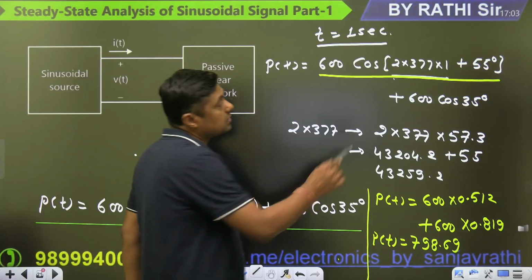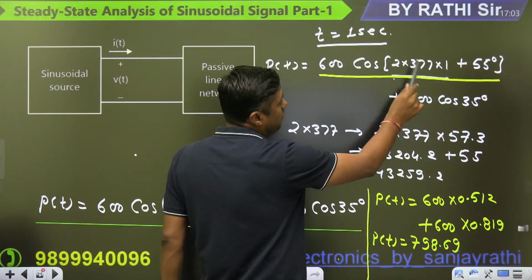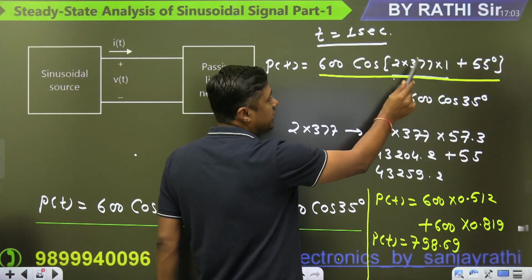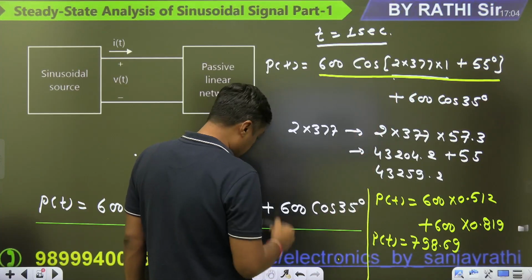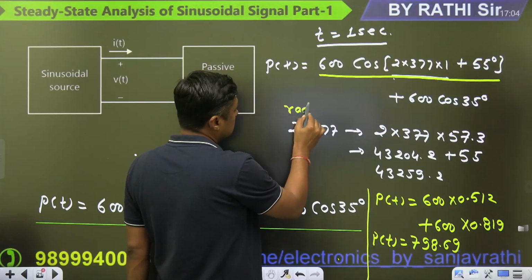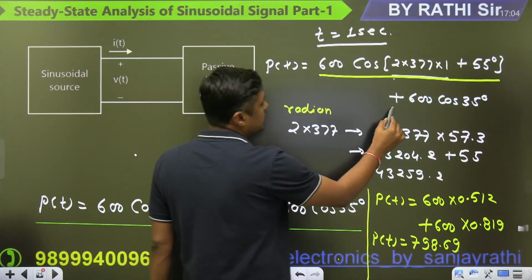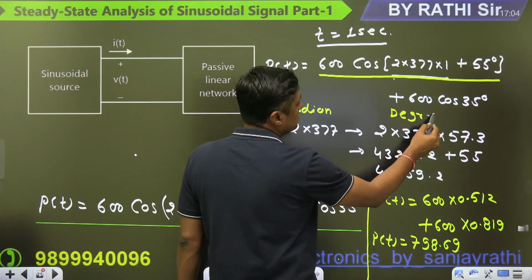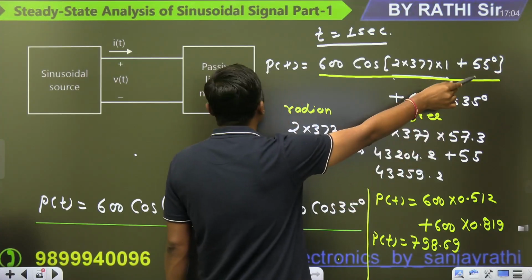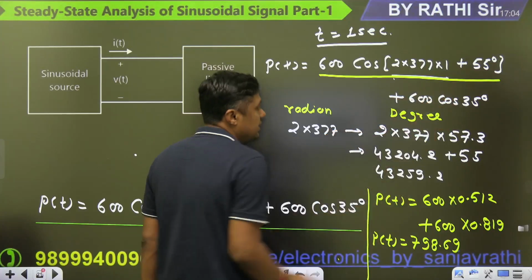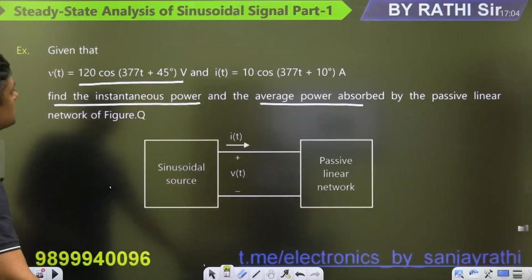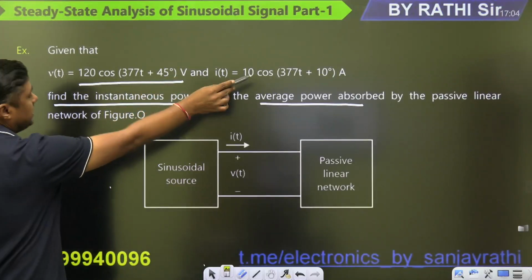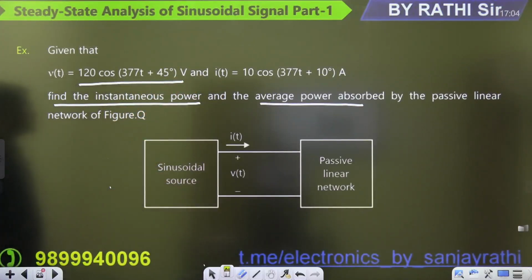So why have I solved this question? Because remember, when we multiply omega t, it will give radian. So to convert the radian into degree, you have to convert, otherwise you will get the wrong answer. This is in radian, this is in degree. And the 55 is in degree, 35 is in degree. It is already given, mentioned here: 45 degree, 10 degree, and so on.